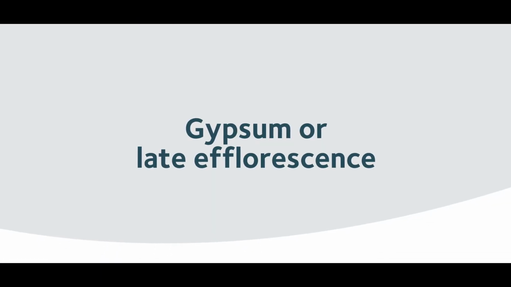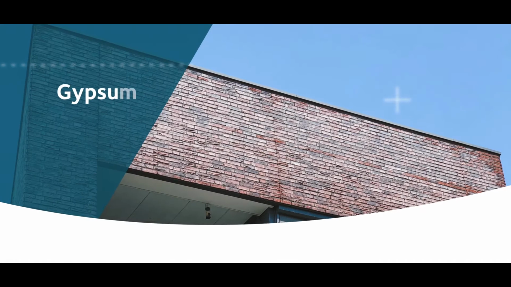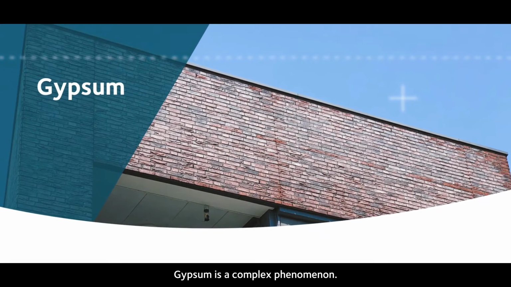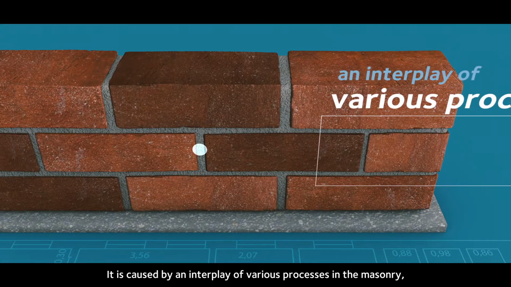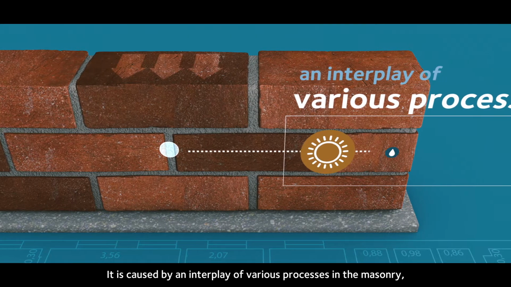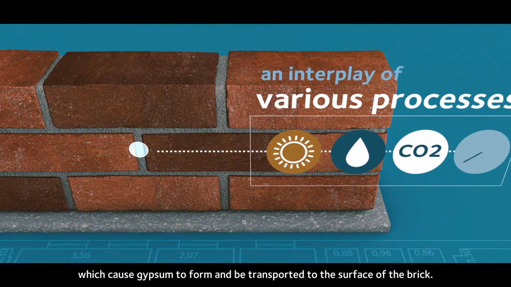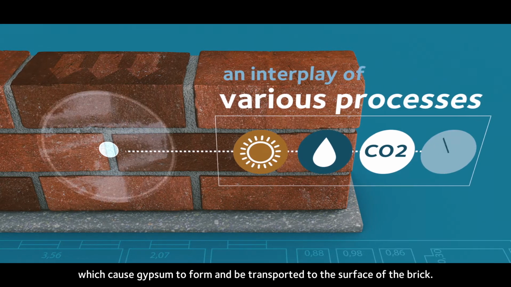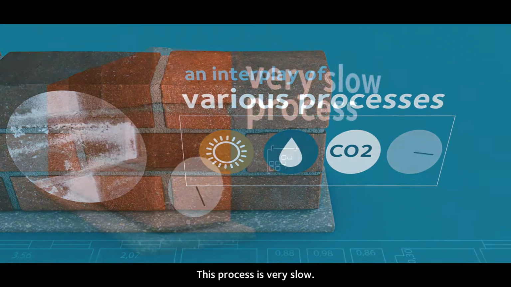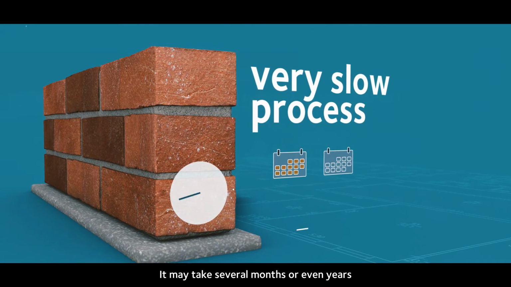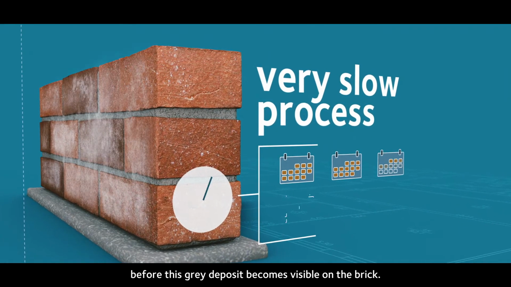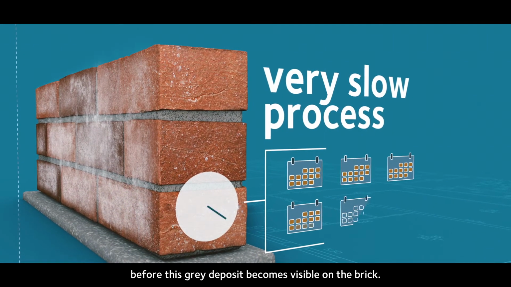Gypsum or late efflorescence. Gypsum is a complex phenomenon. It is caused by an interplay of various processes in the masonry, which cause gypsum to form and be transported to the surface of the brick. This process is very slow. It may take several months or even years before this grey deposit becomes visible on the brick.